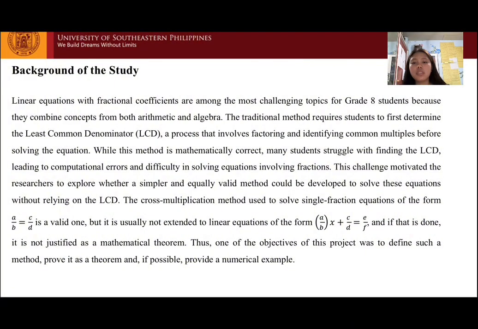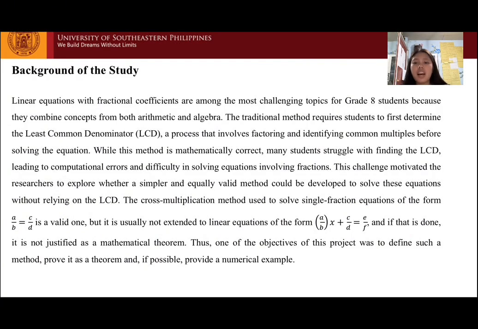So many students make mistakes during the first part because finding the LCD requires number theoretic reasoning, especially when the denominators become more complicated. So even students who can solve equations with integer coefficients often struggle once fractions are introduced. Because fractions are unavoidable in mathematics, we asked whether there is another mathematically valid approach that avoids the error-prone process of finding the LCD.